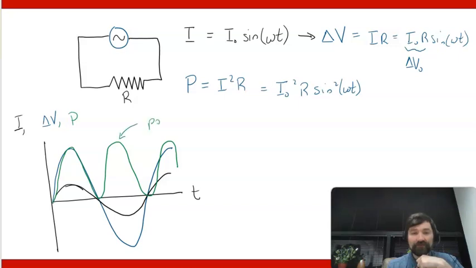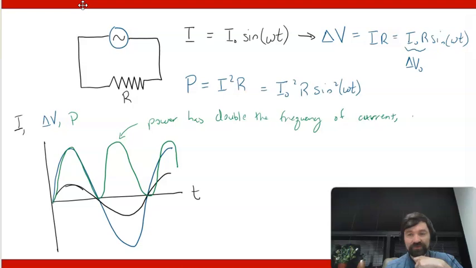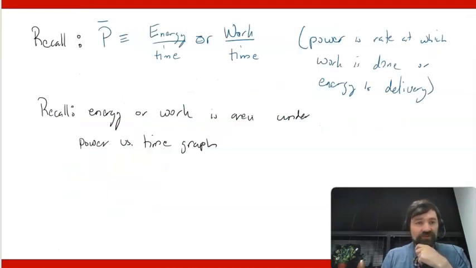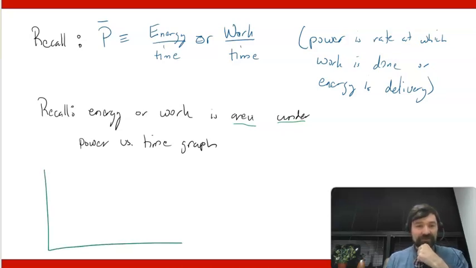So power has double the frequency, and therefore half the period, of current or voltage. All right. Now, again, we've said that energy is the area under this power graph. So again, if I draw the power graph over here, power versus time, I basically am looking at the area under a graph that looks like this.